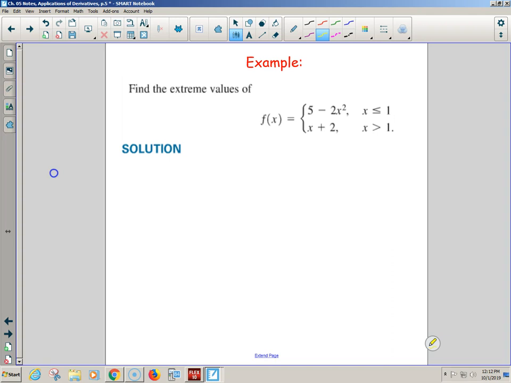But this is a line, so it's probably right. So there's no absolute min. Line is 2x squared, so it's concave down plus 5. So there's a local max. Okay, so we know the max is at 5. There's a max at 0. Negative 1 squared is 1.